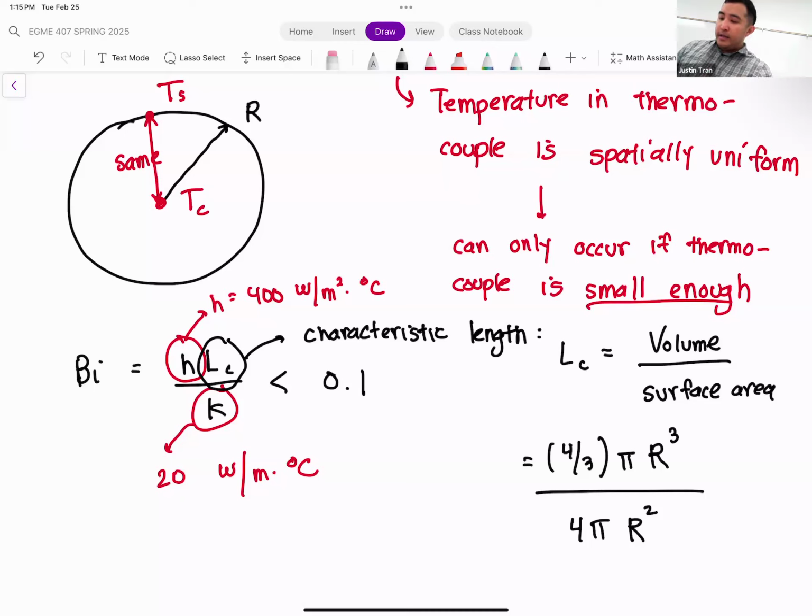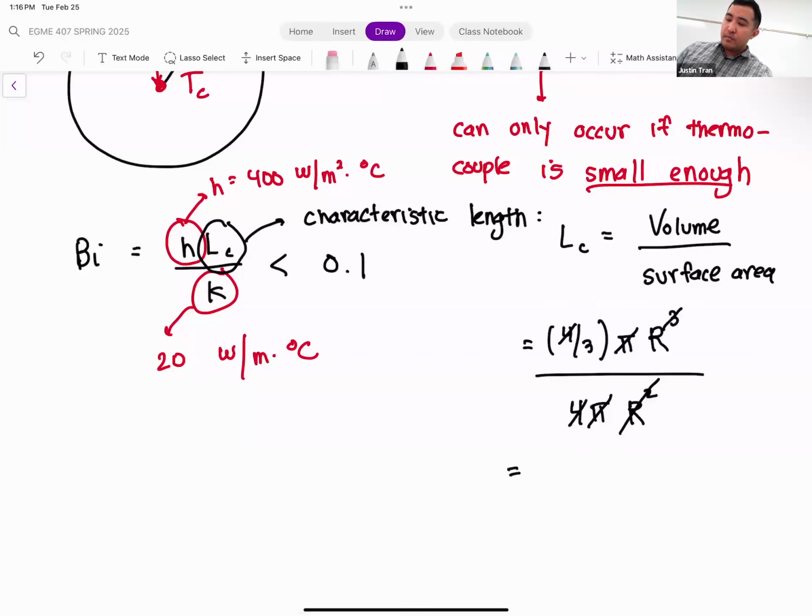Okay, so let's go ahead and solve for this. We're going to see the 4s are going to cancel out, the factors of pi are going to cancel out, and 2 of the radii are going to cancel out. And so for a sphere, our characteristic length here is r divided by 3.